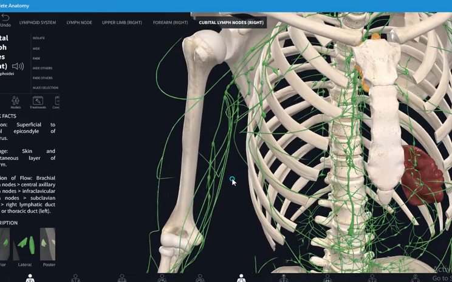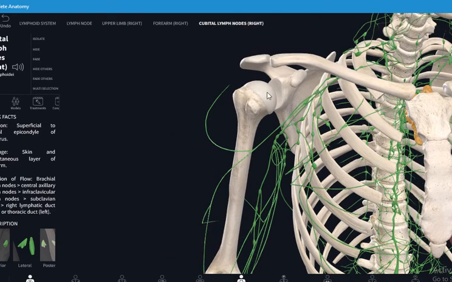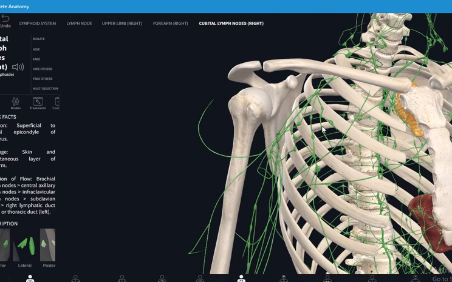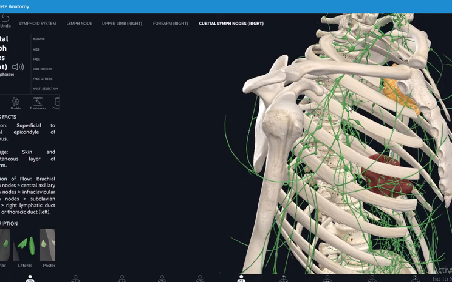Now the lymph nodes which are of major importance are the lymph nodes which are found at the level of the axillary region. Now they are classified into five main types. You have the lymph nodes which are closer to the rib cage, the lymph nodes which are closer to the humerus, the lymph nodes which are the apex, the lymph nodes at the center, and the lymph nodes which are closer to the scapula.